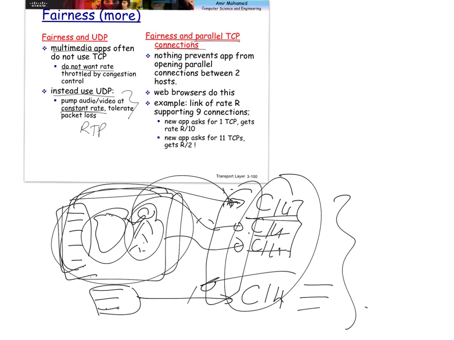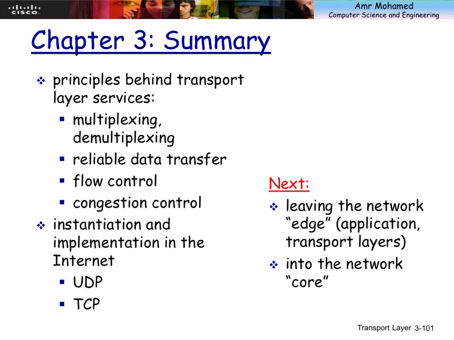The main issue here is that if one application starts parallel TCP connections, then we have to be careful, because this application will inherently get more share of the bandwidth by doing that, which might not be a good design. So we have to watch for that. TCP itself does not handle this issue. So that's the end of the chapter.